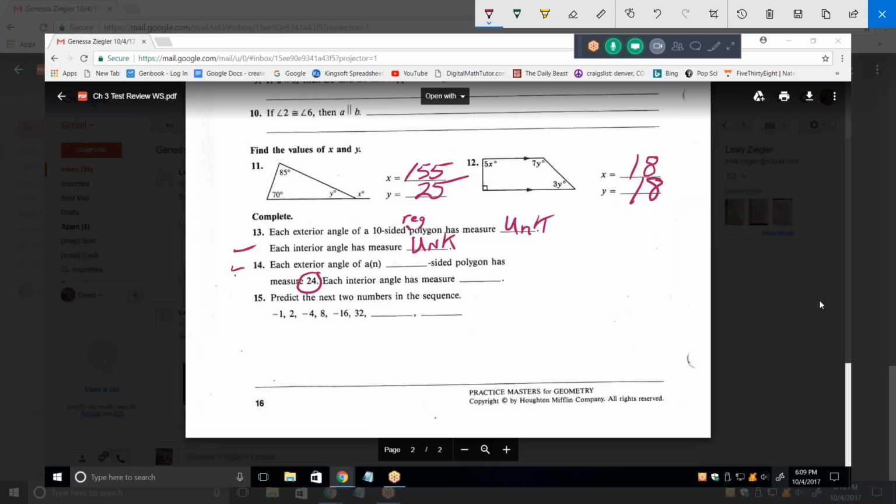Now, how many sides do we have? 22? No, 26. How do you get it? Because I know what's the sum of all of them equal to? 360. Okay, so what do we need to do? Multiply that by 360. Multiply. Or divide. Divide 360 by that. Yeah, so that would equal 15.